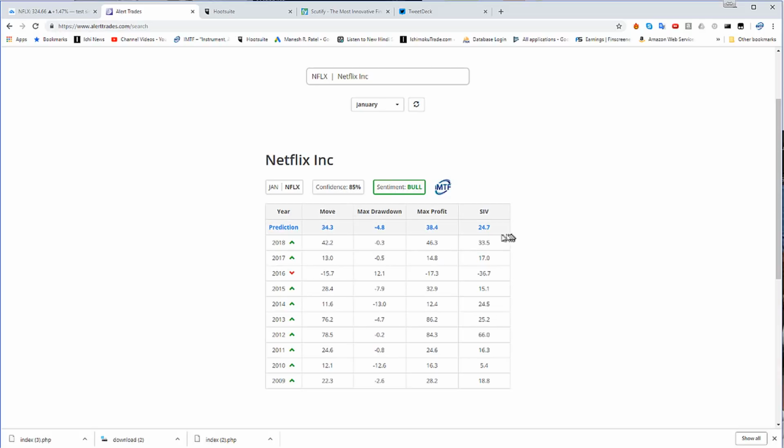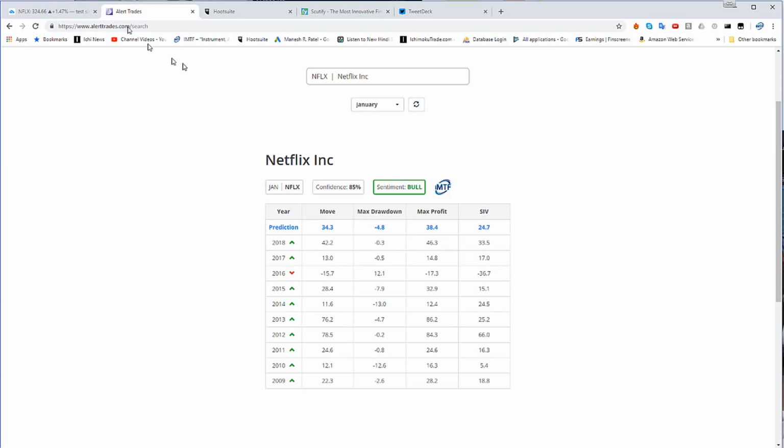The most important thing is this SIV value here. It tells you 25%, 1/4 of the entire price action for Netflix occurs this month. That means it's a trending month. So now all you have to do is take this information at the beginning of the month, sit there and go to your technical charts and confirm it.